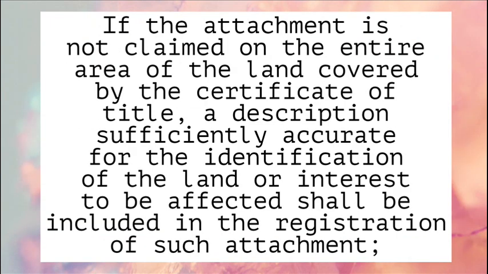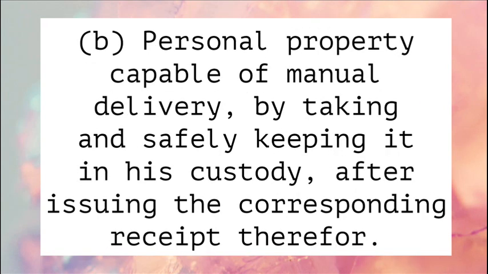If the attachment is not claimed on the entire area of the land covered by the certificate of title, a description sufficiently accurate for the identification of the land or interest to be affected shall be included in the registration of such attachment. B. Personal property capable of manual delivery, by taking and safely keeping it in his custody, after issuing the corresponding receipt therefor.